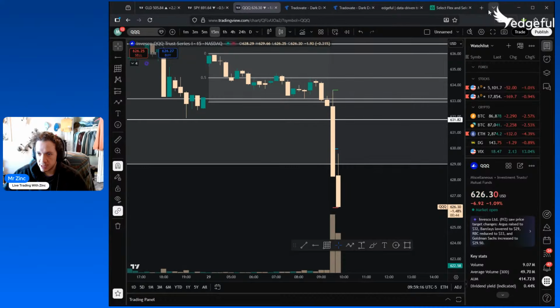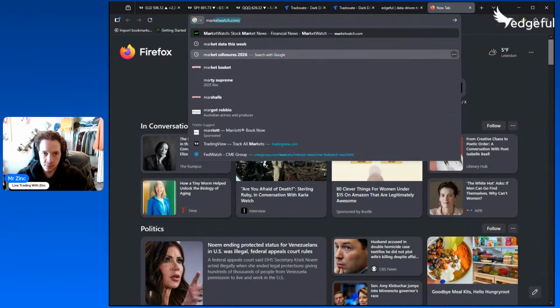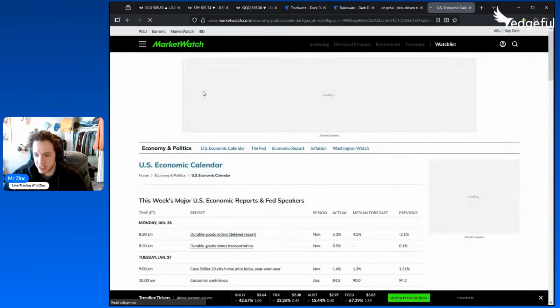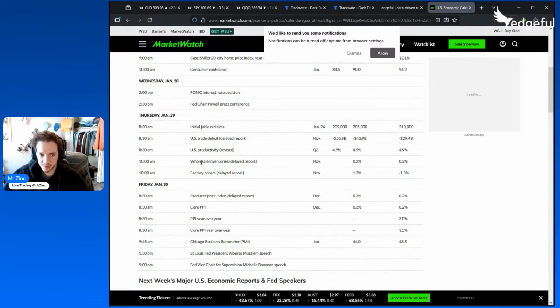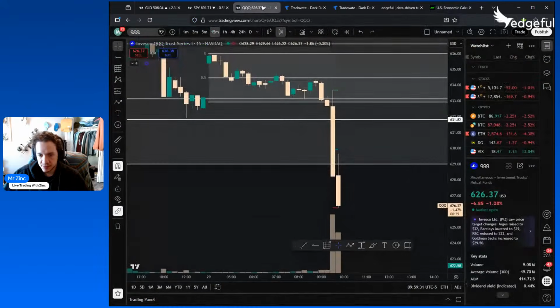There's 2 minor points at 10. Even though they're very tiny, they're still relevant. Factory orders and wholesale inventories, they'll give us probably like a 0.2% wick, if that.